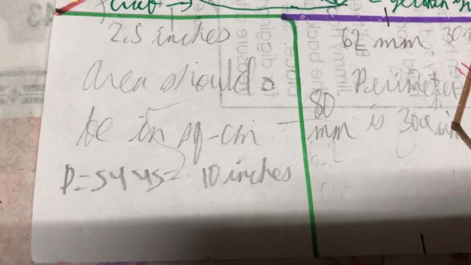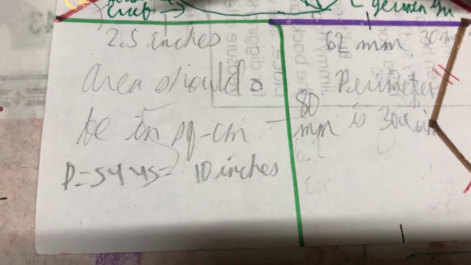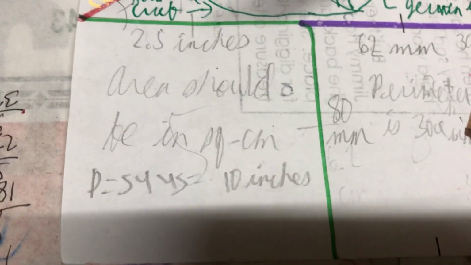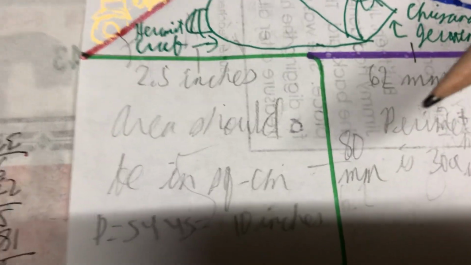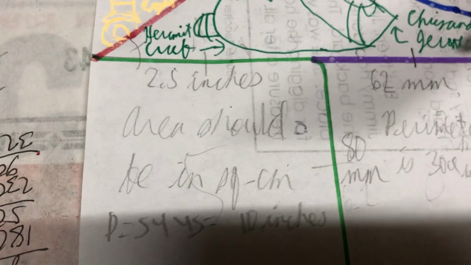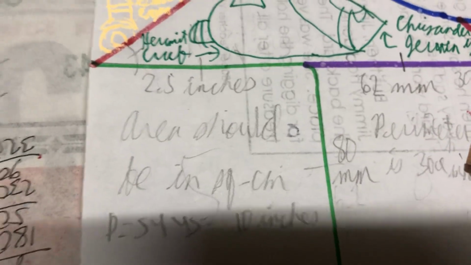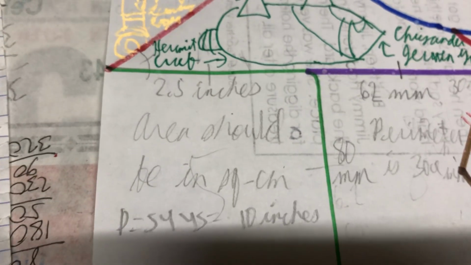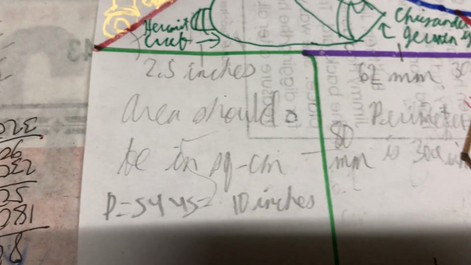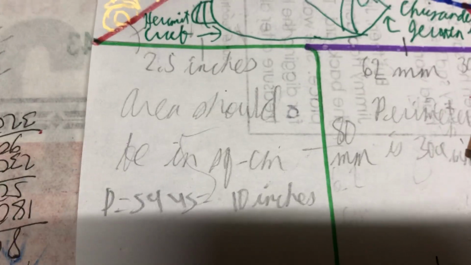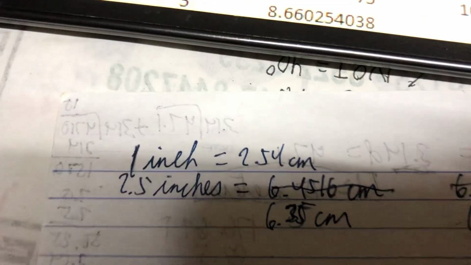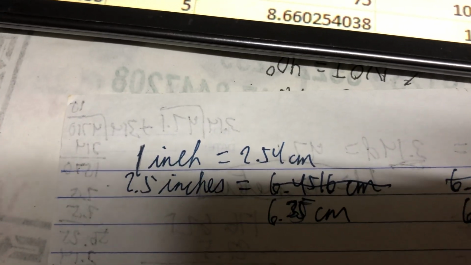Anyway, so let's get back to the solving. To solve for the area, remember, the area should be in square centimeters. So there are two ways you can solve it. You can solve for the area and then convert that into square cm. However, since this may be a bit harder, I think the best solution is to just convert inches into cm. Okay? So you know the relationship that 1 inch is equivalent to 2.54 cm.